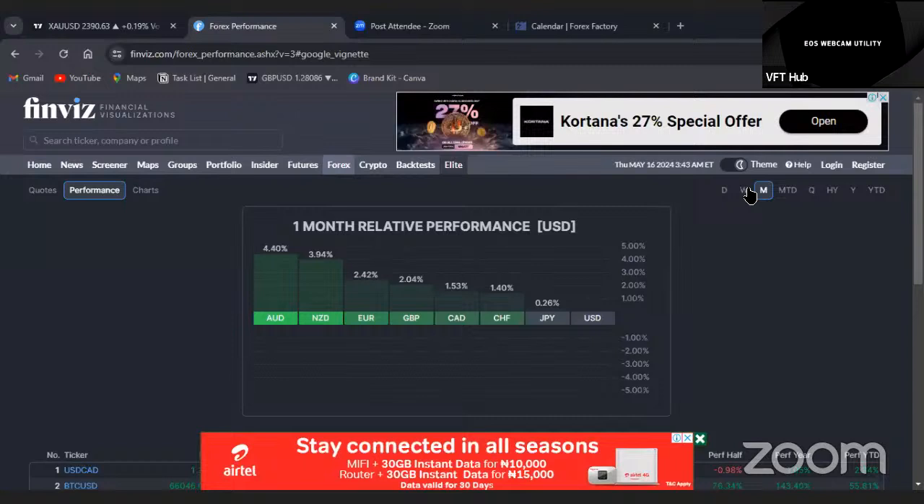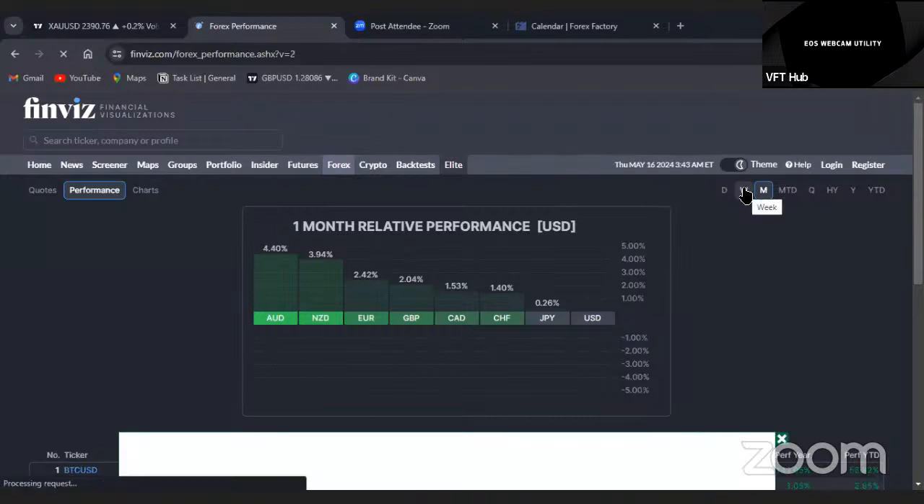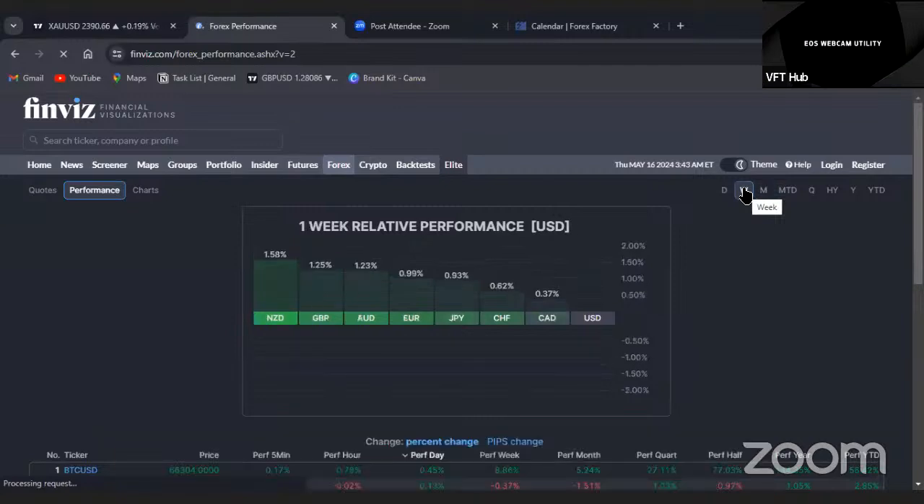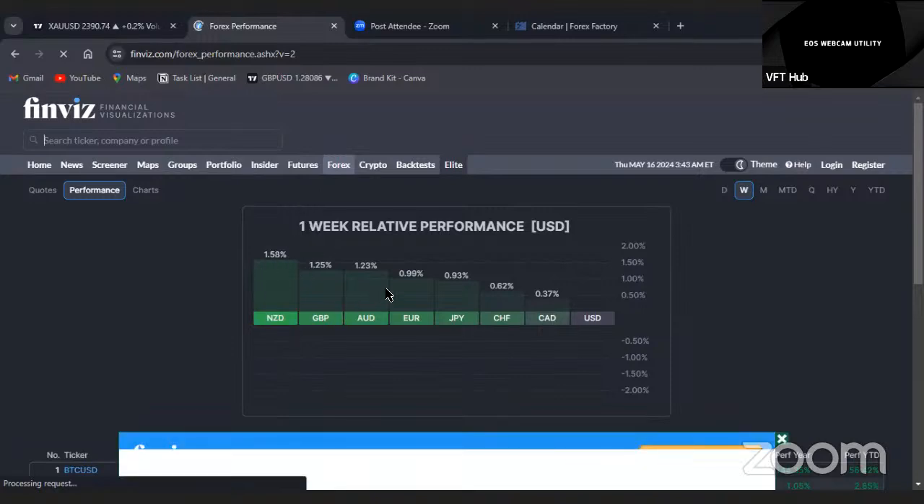Okay, so this is the monthly time frame. On the monthly time frame, we see the risk on play very clearly. AUD and NZD are leading. But if we're looking at the weekly, NZD is currently the strongest buying currency, followed by the pound and then AUD. So they are kind of mixed.